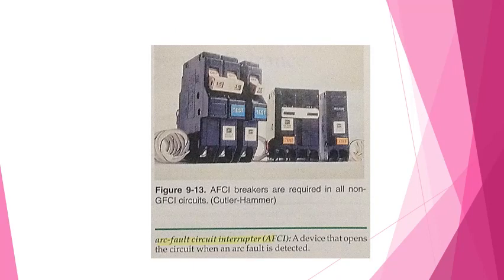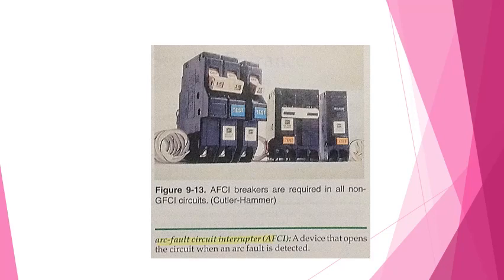Arc fault circuit interrupter, or AFCI. The NEC requires that any 125 volt, 15 amp or 20 amp branch circuit that supplies outlet receptacles that are not GFCI must be protected by a listed arc fault circuit interrupter, or AFCI. The AFCI opens the circuit when an arc fault is detected. By detecting arc faults, AFCIs will help prevent fires from starting.